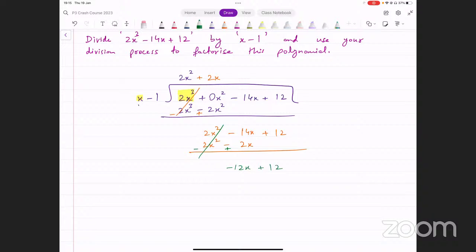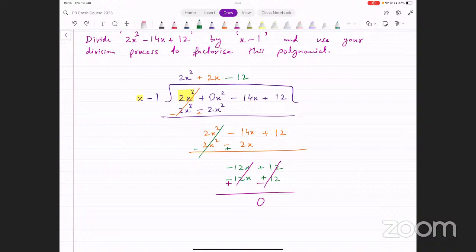Now, what do we multiply x by to get minus 12x? We have to multiply it by minus 12. And now minus 12 into this whole thing, let's see what that gives us. Minus 12x plus 12. Change the signs. Plus, minus, this gets cancelled, this gets cancelled. And we're left with 0 at the end. So the remainder turns out to be 0. What does that mean? If the remainder is 0, that means this divisor is a factor.